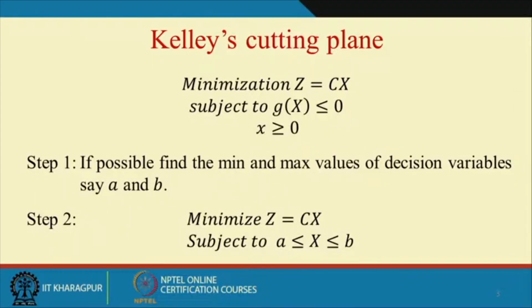This is the Cayley's cutting plane method. Let me tell you the algorithm for it first, then I will apply the algorithm to a specific problem. Now, there is a problem where we are considering a nonlinear programming problem, but the objective function is of linear type. Minimization of z is equal to cx subject to g(x) less than or equal to 0.